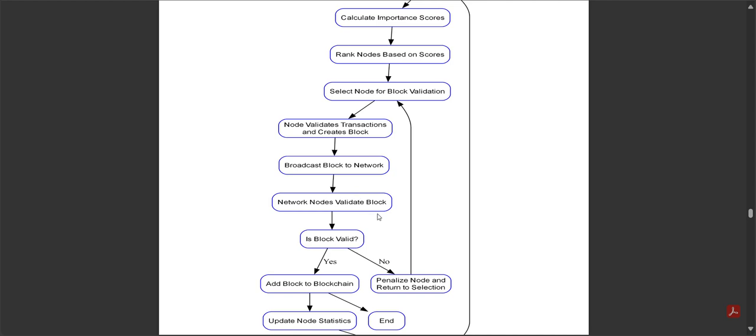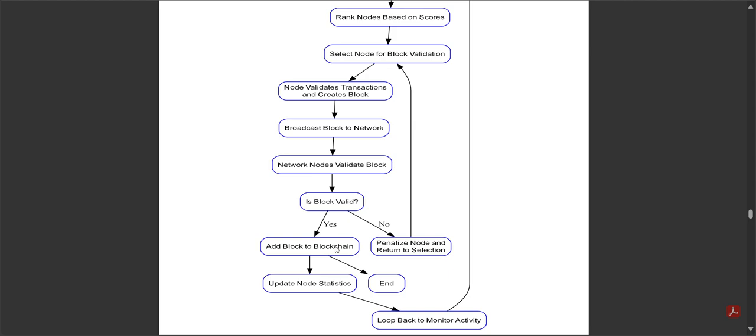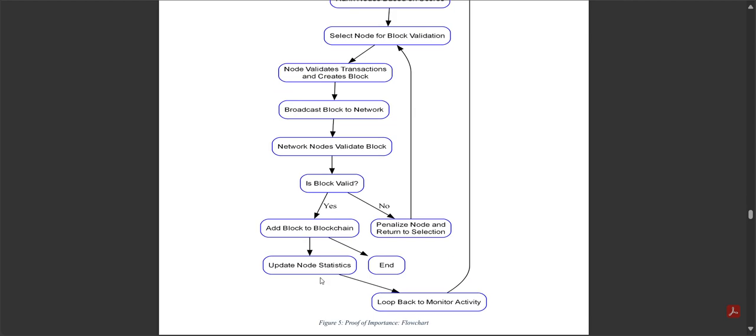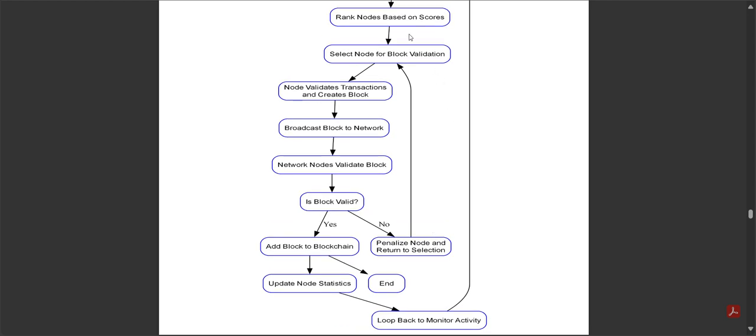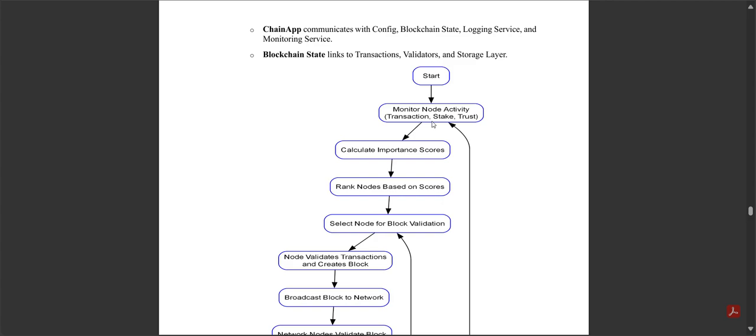The network nodes would again validate the block, and if the block is valid, it would add it to the blockchain, update the node statistics, and loop back to the monitor activity. If it is not, it would penalize the node and return the selection to block validation, hence sending it to a previous state. If the block is added, it would end, and after looping back, it would again send it to the monitor node activity system.